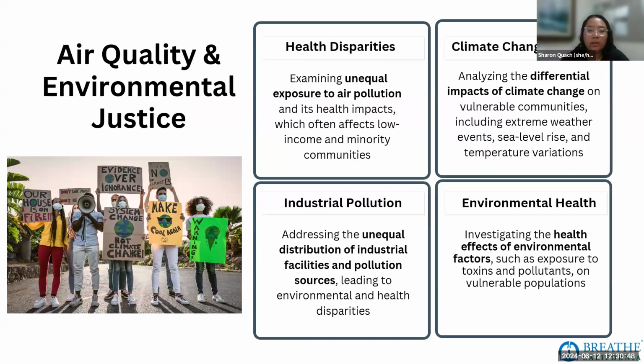Now we're going to go over how air quality affects environmental justice. Health disparities show that air pollution disproportionately affects low-income and minority communities. Industrial pollution addresses the uneven distribution of industrial facilities and pollution sources, which can disproportionately impact communities based on factors like income and race. When you see the location of industrial facilities, where is it usually located? In neighborhoods that are, unfortunately, low income and not able to have better air quality.